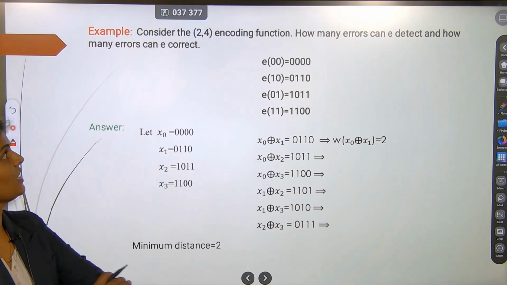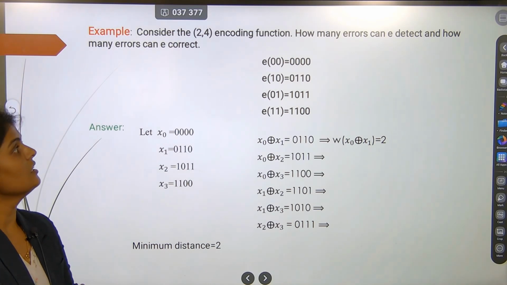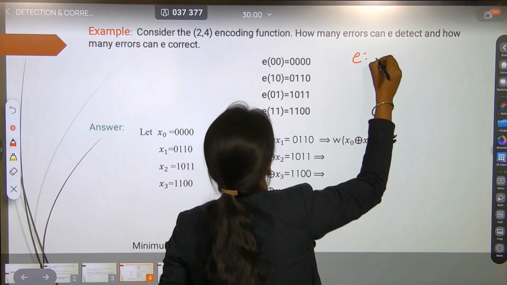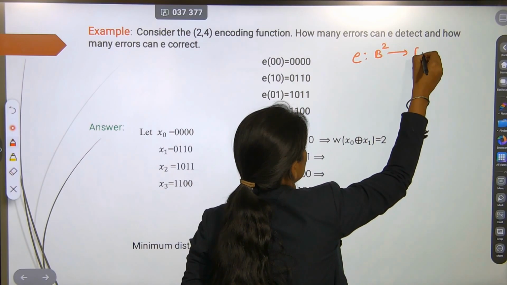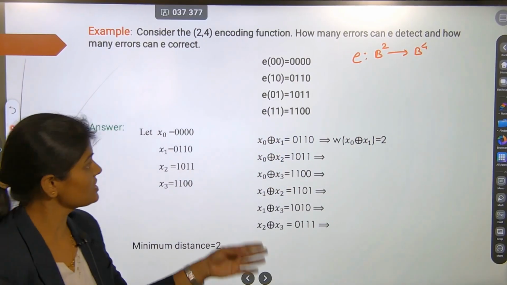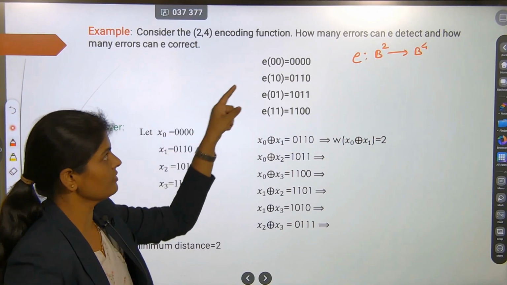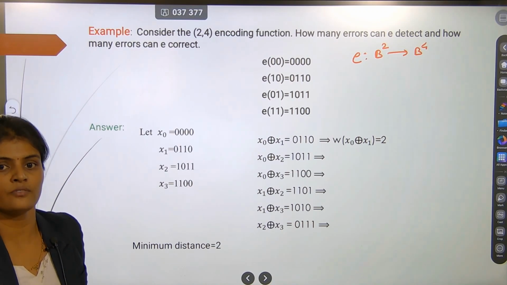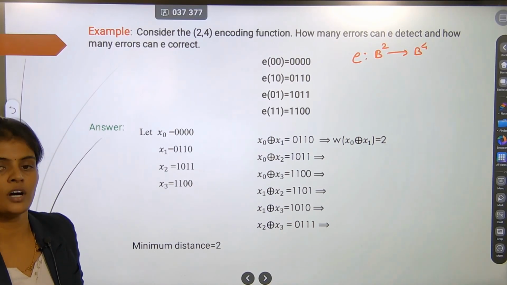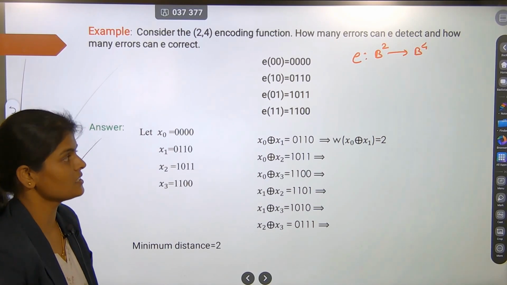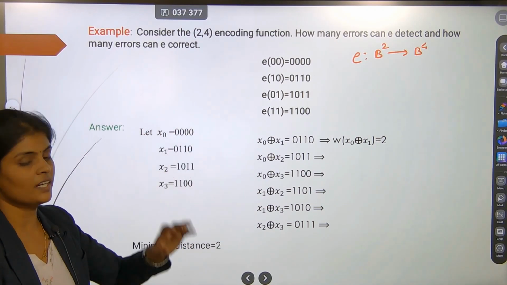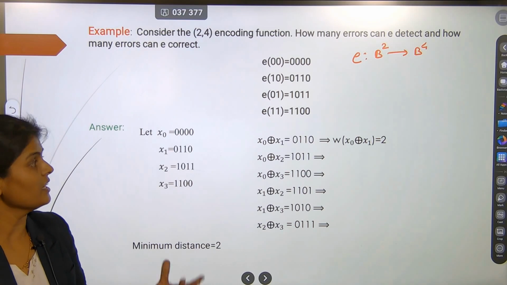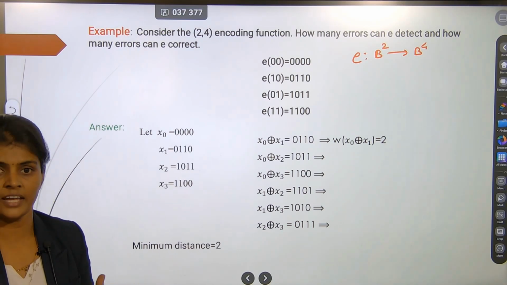So let us consider the (2, 4) encoding function. We have an encoding function e from B squared to B raised to 4, which is defined as given below. Given that e of 0 0 is 0 0 0 0, e of 1 0 is 0 1 1 0, e of 0 1 is 1 0 1 1, and e of 1 1 is 1 1 0 0. For that function we have to find: how many errors can e detect and how many errors can e correct?